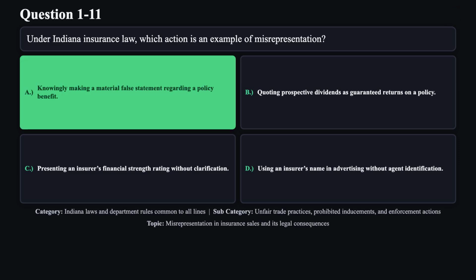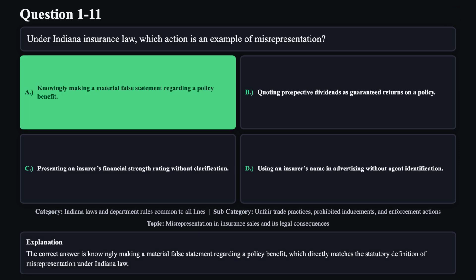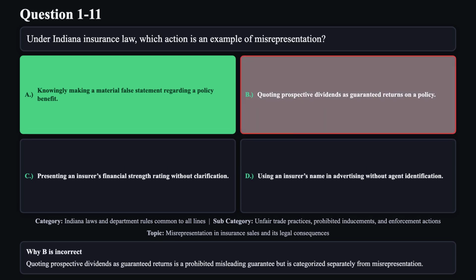The correct answer is A. The correct answer is knowingly making a material false statement regarding a policy benefit, which directly matches the statutory definition of misrepresentation under Indiana law. Reason B is not correct. Quoting prospective dividends as guaranteed returns is a prohibited misleading guarantee, but is categorized separately from misrepresentation.